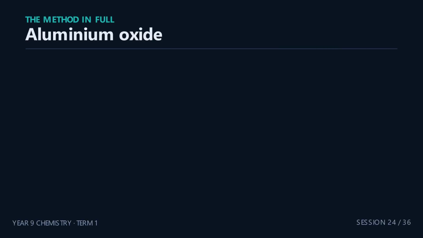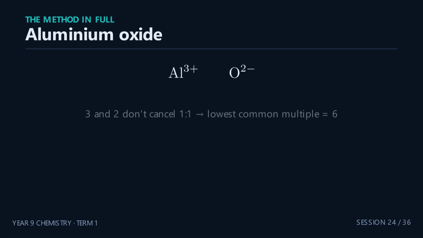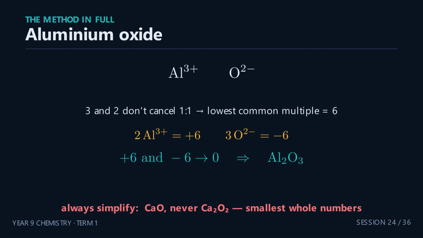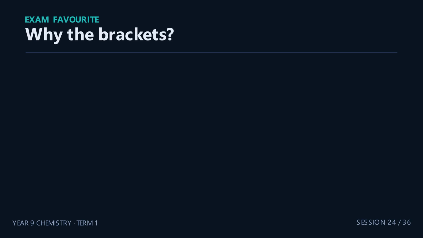Let's try a trickier one, aluminium oxide, because it teaches the method perfectly. Aluminium is 3+, oxide is 2-. 3 and 2 don't cancel 1:1, so we find the lowest common multiple, which is 6. We need 2 aluminiums giving +6, and 3 oxides giving -6. +6 and -6 cancel to 0. So the formula is Al2O3. And one habit that saves you every time, always simplify to the smallest ratio. Calcium oxide is CaO, never Ca2O2. Smallest whole numbers, always.